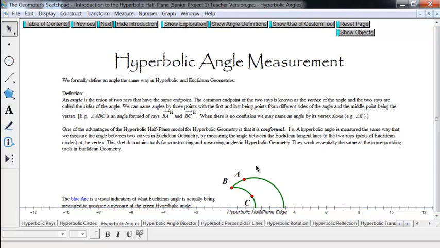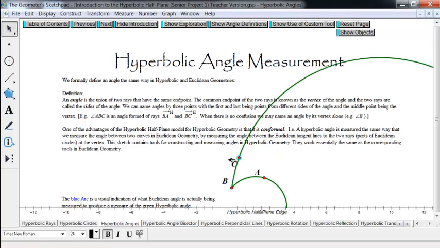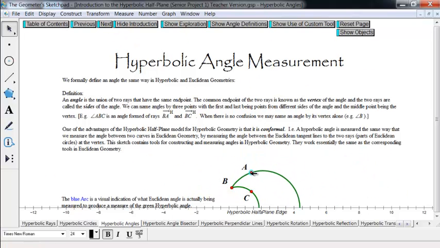It's a union of two rays with a common endpoint. Of course, these are hyperbolic rays. So here we have a hyperbolic ray BA and a hyperbolic ray BC, and they have a common endpoint. So there is a hyperbolic angle. There it is as well. So how do we measure it?